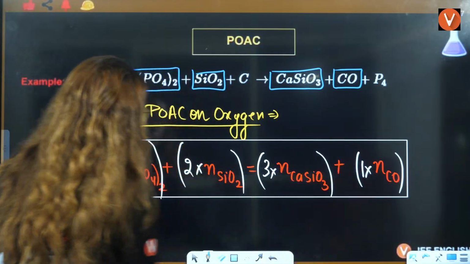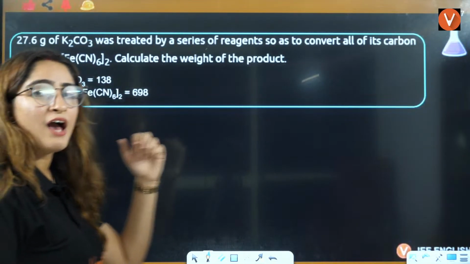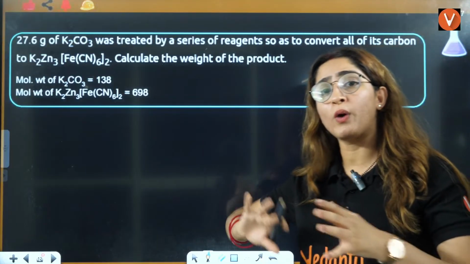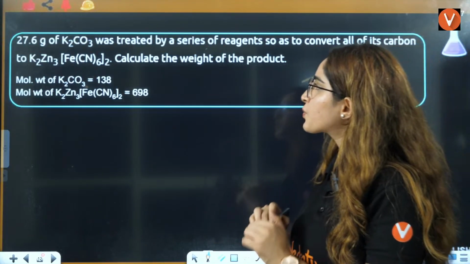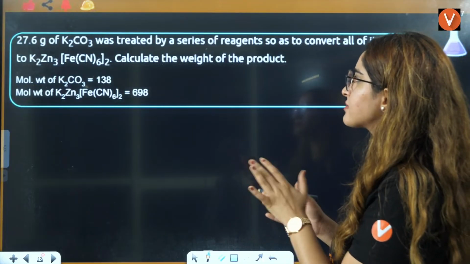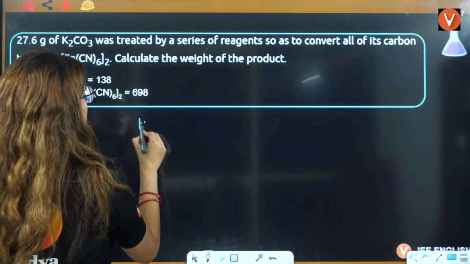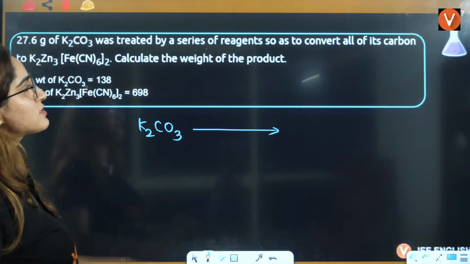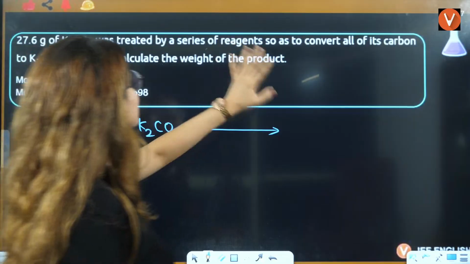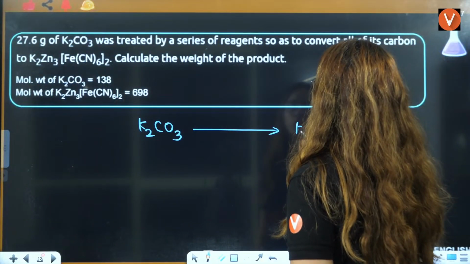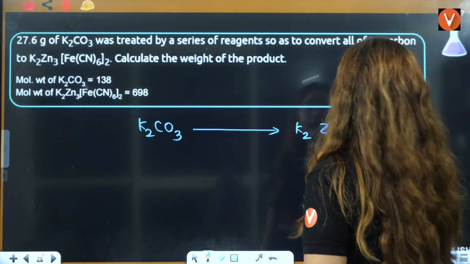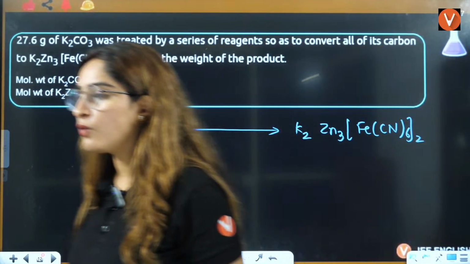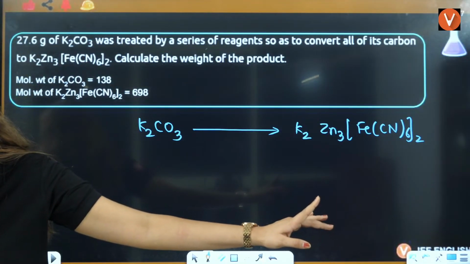So next, now we have learned how to apply POAC, right? Now we are going to discuss how to do questions on POAC. So the first question here is: 27.6 gram of K2CO3 was treated with a series of reagents so as to convert all of its carbon to a compound that is K2Zn3[Fe(CN)6]2. Now, can you tell me, can I balance this equation here, right?